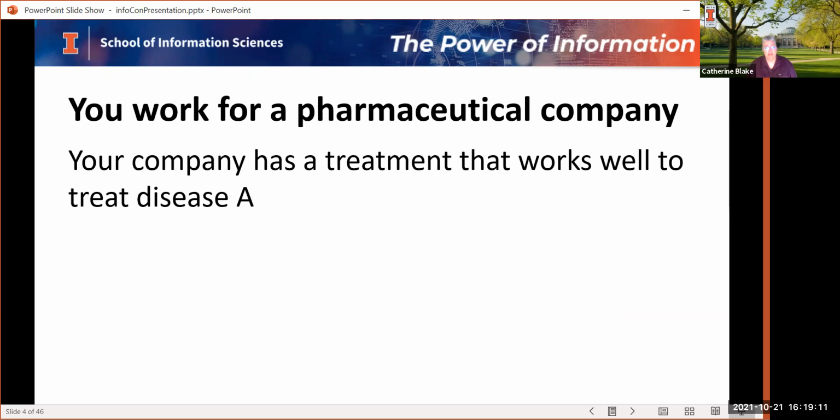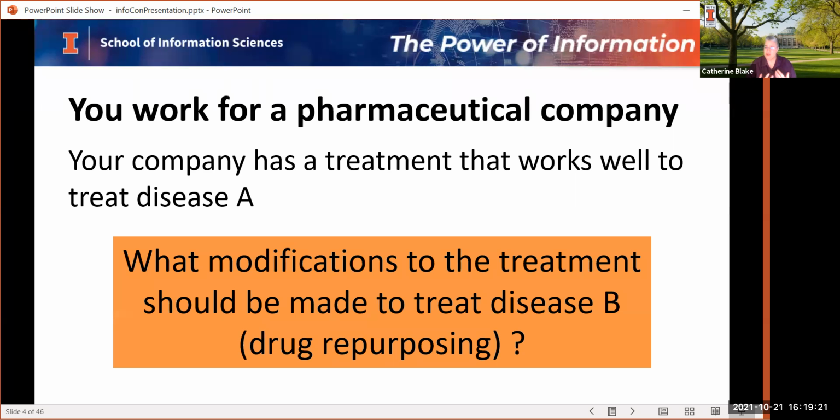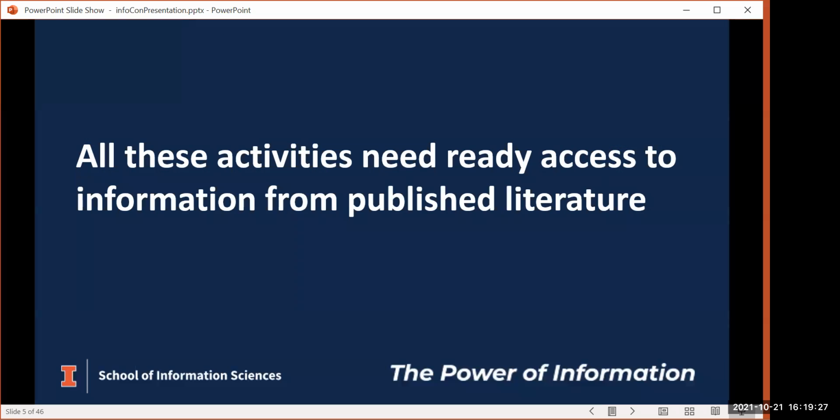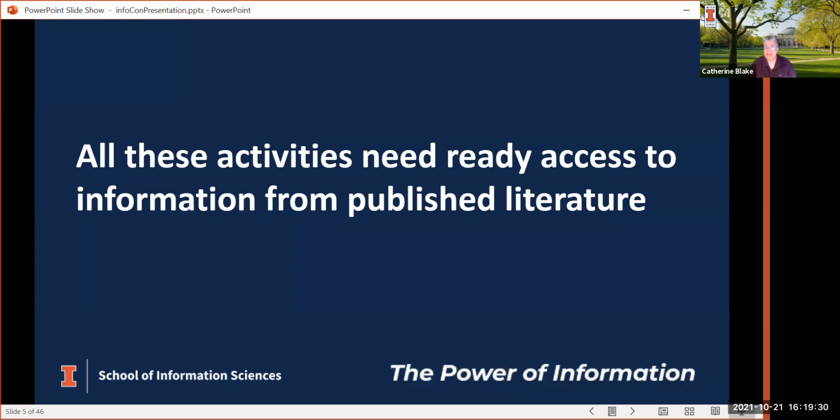Well, maybe you're at a pharmaceutical company and your company has a treatment that you know works well for one particular disease, but what you want to know is how you should modify that treatment in order to make sure that it could treat a different disease. So all of these activities really need access to information in the published literature.